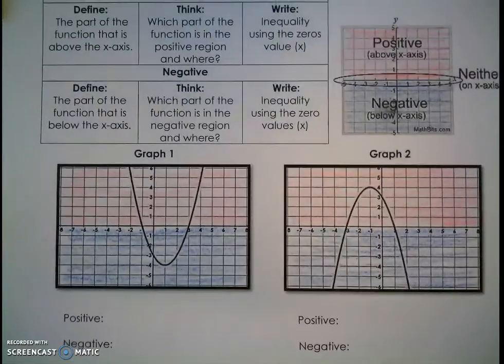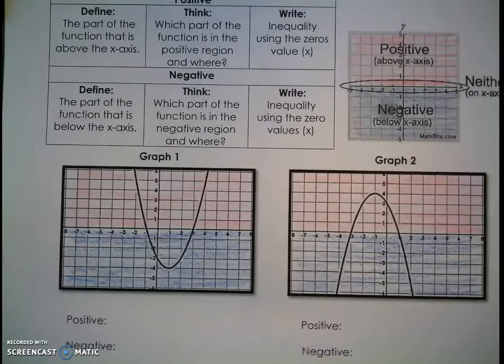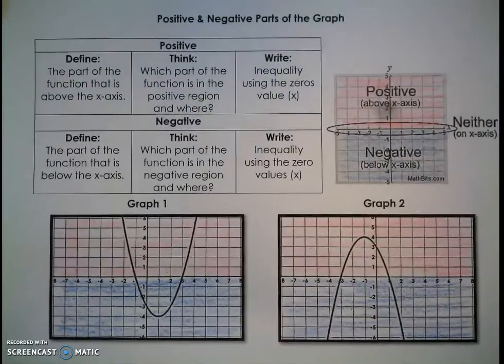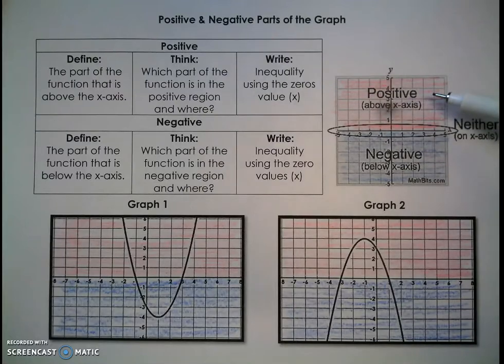Alright, and then the last part, this is my least favorite part, is positive and negative. And it can get really confusing really quick. So positive is wherever your graph's above the x-axis. Negative is everywhere it's below.